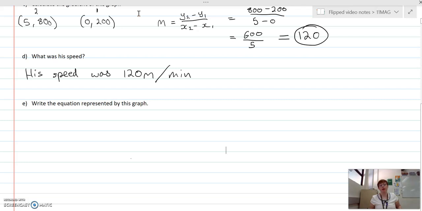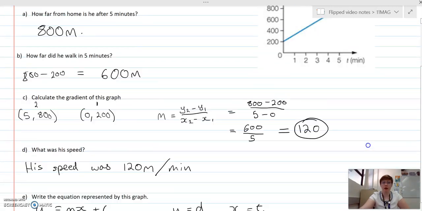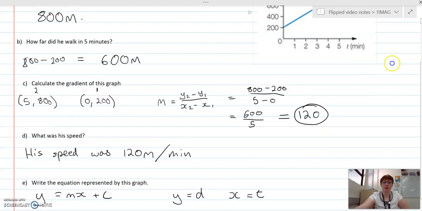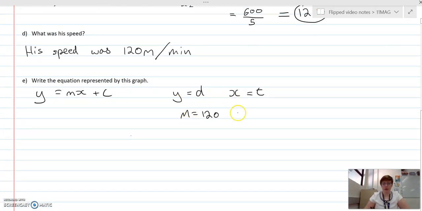And finally, it's asking us to write the equation represented by that graph. Now, obviously, we know general form of an equation is going to be y equals mx plus c. In this case, our y is actually d, and our x is actually t, because we've got distance and time. So we know our gradient was 120. And if we go back up, we can see that our y-intercept was 200. So that was something we knew. Therefore, our value for c is going to be 200.